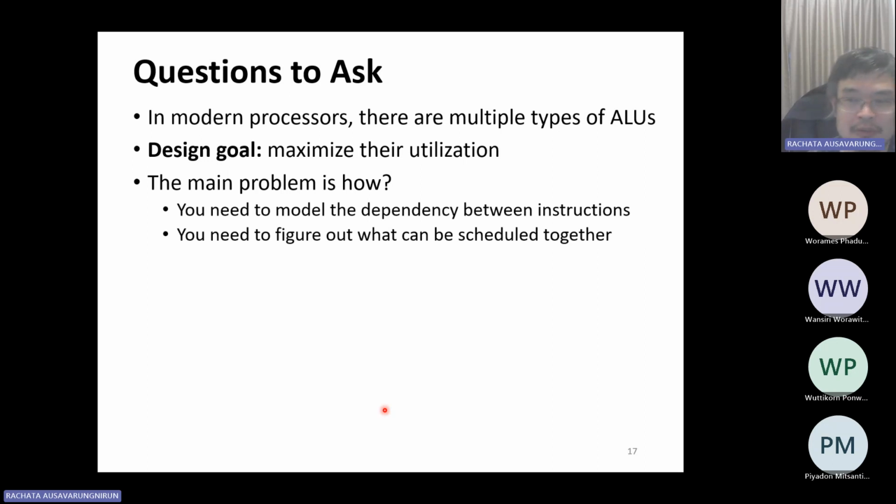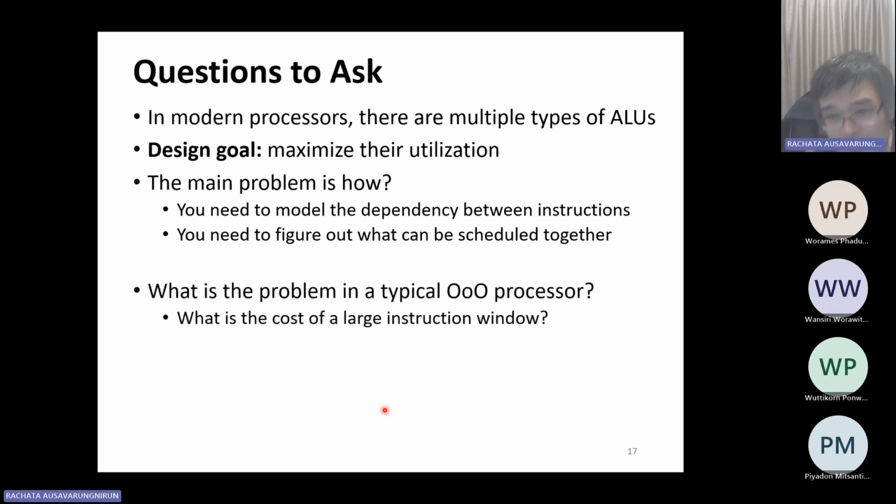So you need to model the dependency between instructions, what has to finish first, what has to finish afterward. And you need to figure out what can be scheduled together, right? And a typical out-of-order processor is going to have large instruction windows that do a lot of complex dynamic scheduling. So the hardware performs the scheduling.